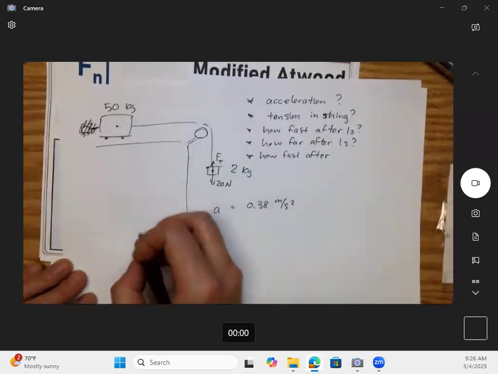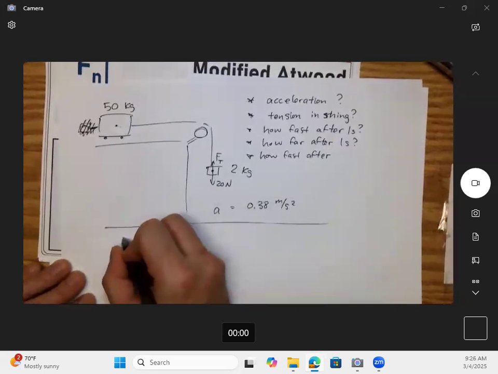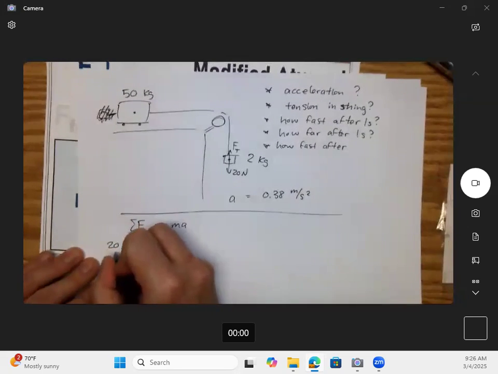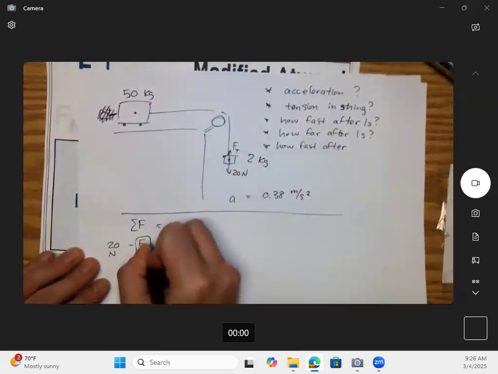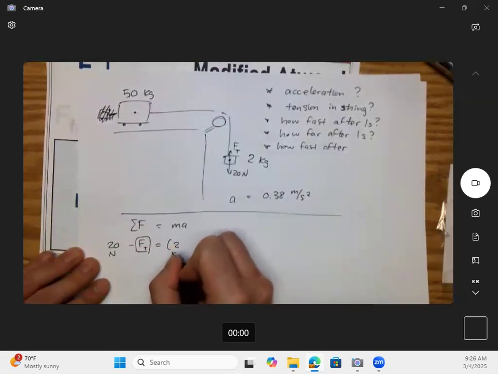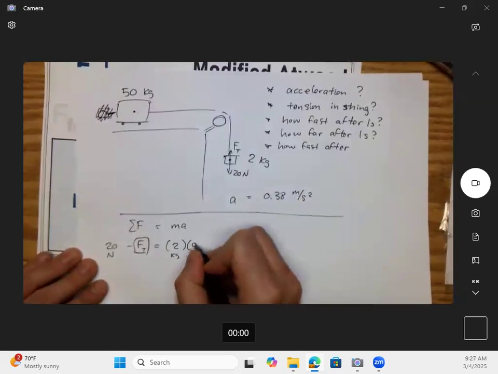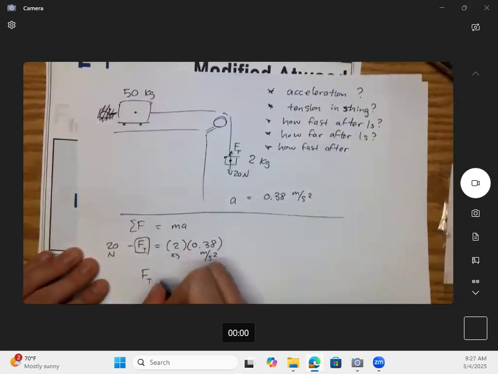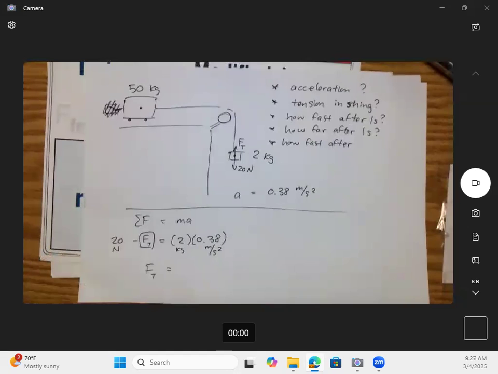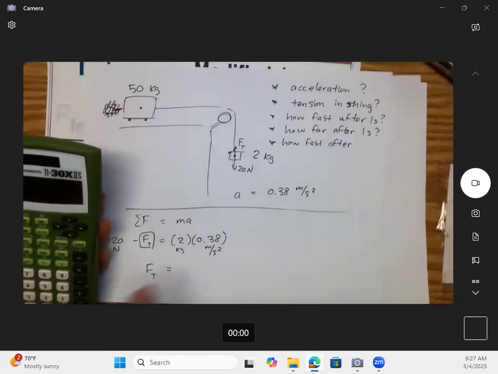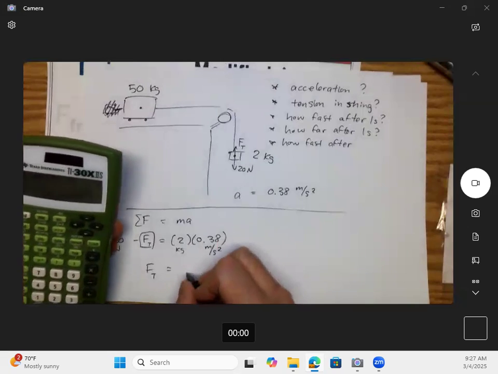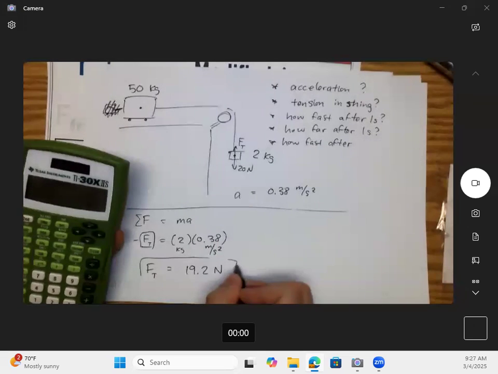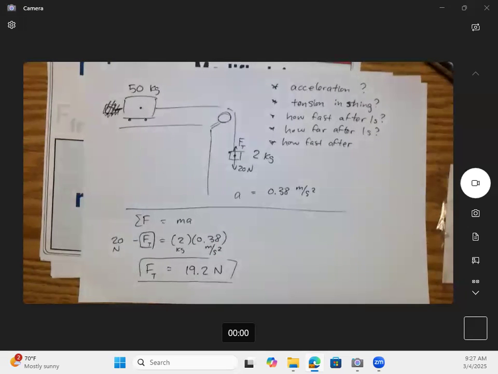Net force results in mass times acceleration. The net force would be 20 newtons down minus the tension force resisting that, and that is the 2 kilogram block accelerating at, and now I know how much the acceleration is because we just solved it from a whole system point of view, 0.38 meters per second squared. Then a little algebra shuffle. What's 20 newtons minus 2 times 0.38? Oh look, it's just what I said it should be, about 19 point something newtons.